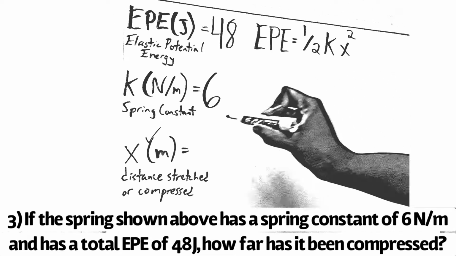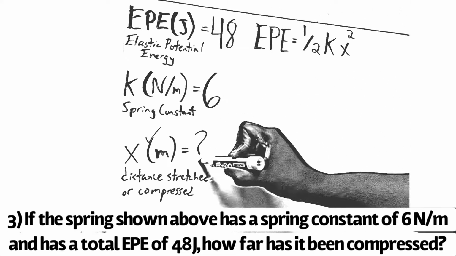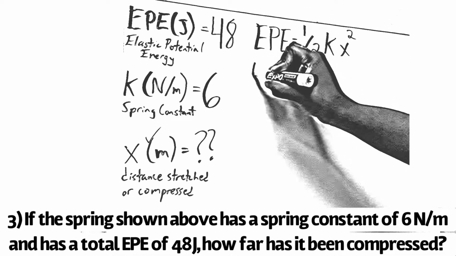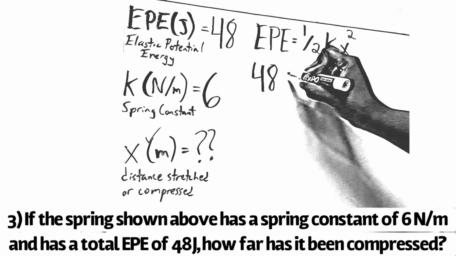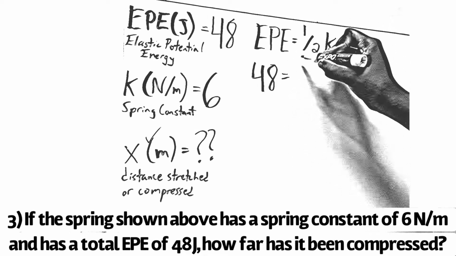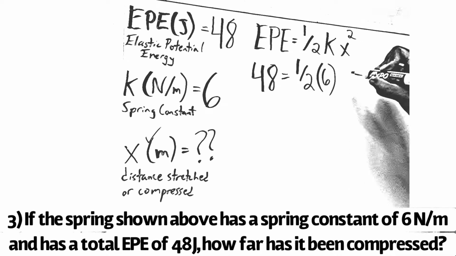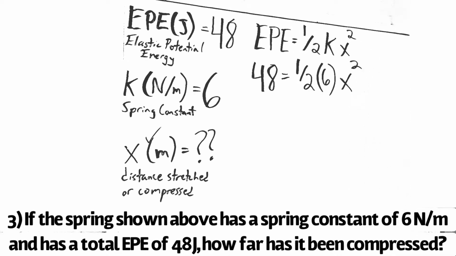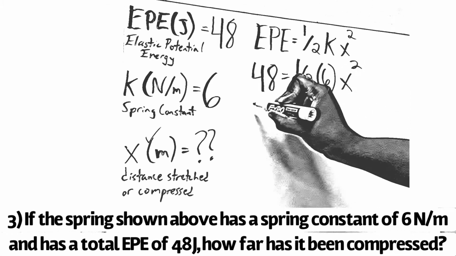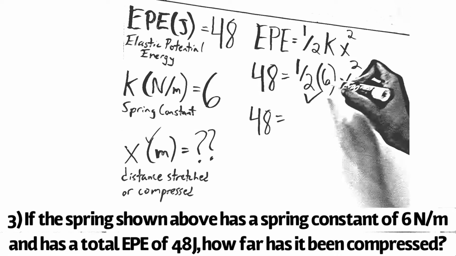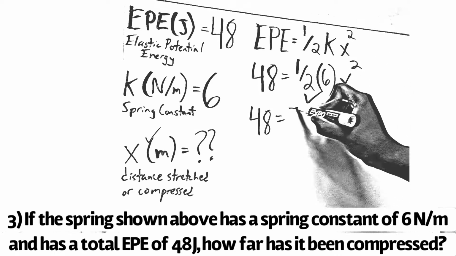That must mean we are looking for X this time, the distance that it was stretched or compressed. This spring was being compressed, not stretched. We plug it in. EPE is equal to 48. So therefore 48 is equal to half of K, which happens to be 6, times X squared, and we're solving for X. Do our basic math. 48 is equal to half of 6. Half of 6, I note, is 3 times X squared.